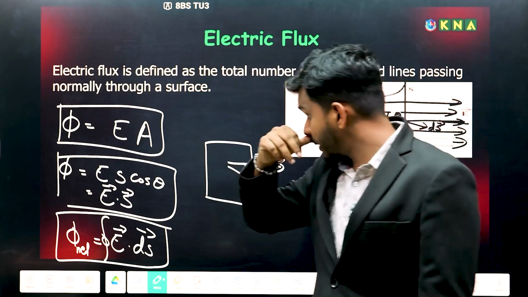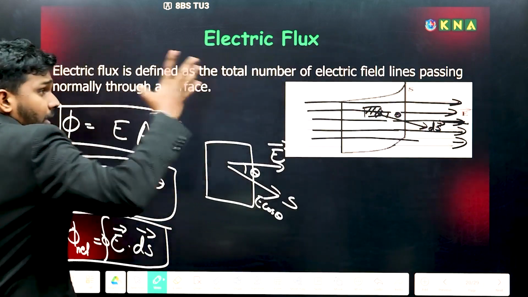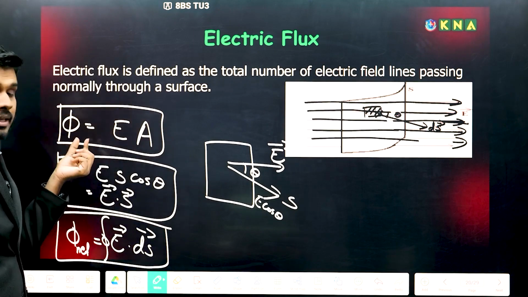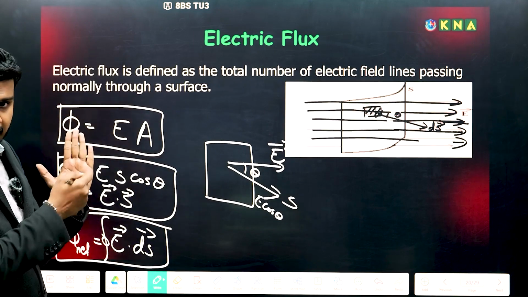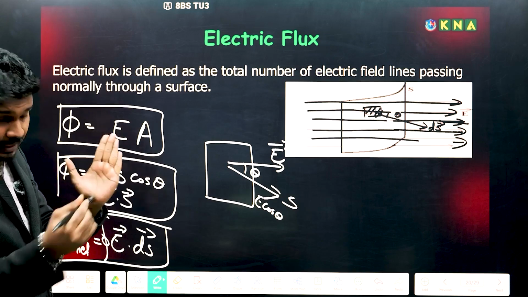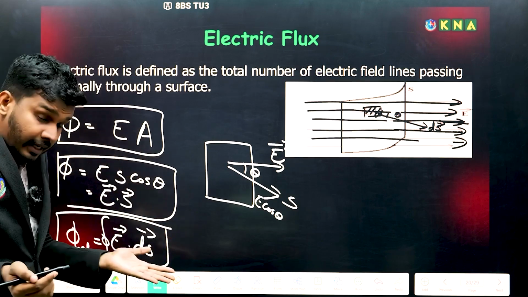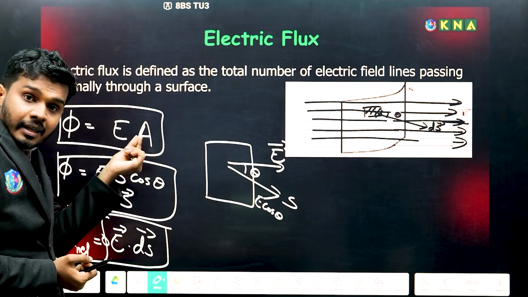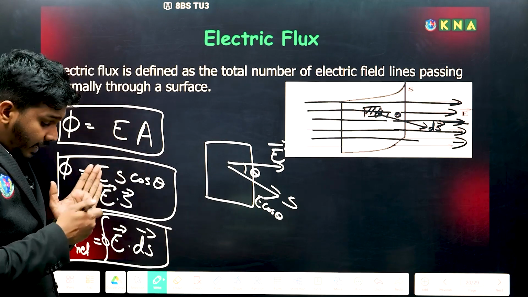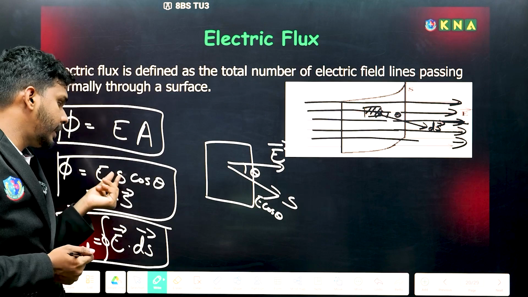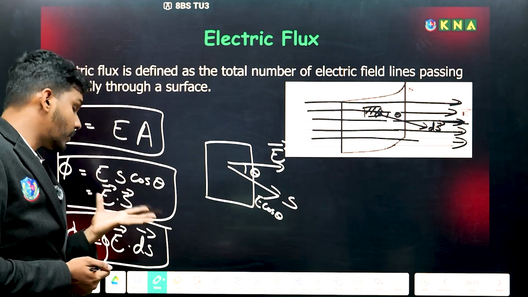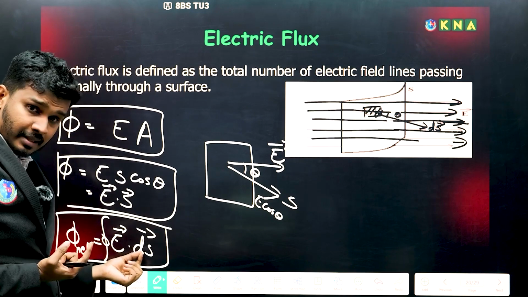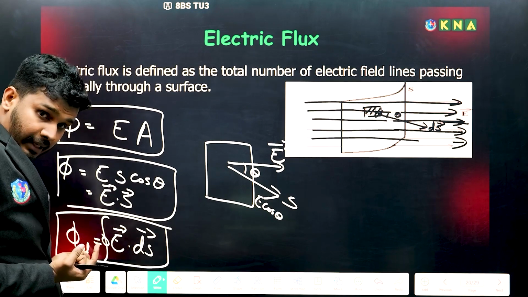But what is electric flux? Electric flux is the total number of electric field lines passing perpendicular to the surface. If this is the area and these are electric field lines, perpendicular to it, then you can say E into A. If they are at some angle, then E into S cos theta, that is E dot S. And if you consider a small area ds, then electric flux is d phi.